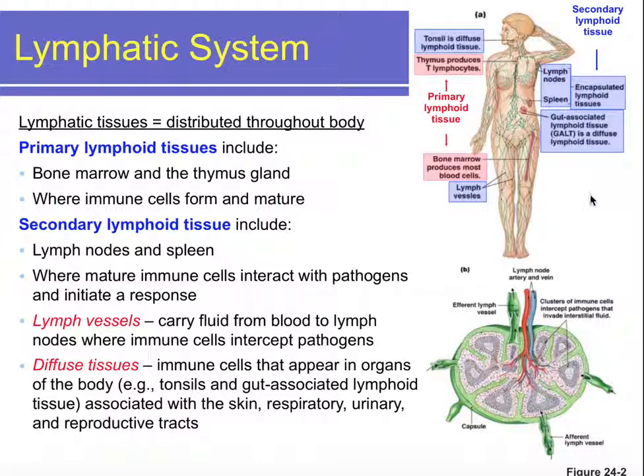So the lymphatic tissue is distributed throughout our body. And we have primary and secondary lymph tissue. Primary lymph tissue is shown here in red. And primary lymph tissue is really just anywhere our immune cells are born or where they mature. So your bone marrow would be considered primary lymph tissue. Your thymus gland, where your T cells mature, would be primary lymph tissue. Everything else is secondary lymph tissue. So your lymph nodes, your spleen, these are areas where those mature white blood cells are going to interact with pathogens and initiate a response.